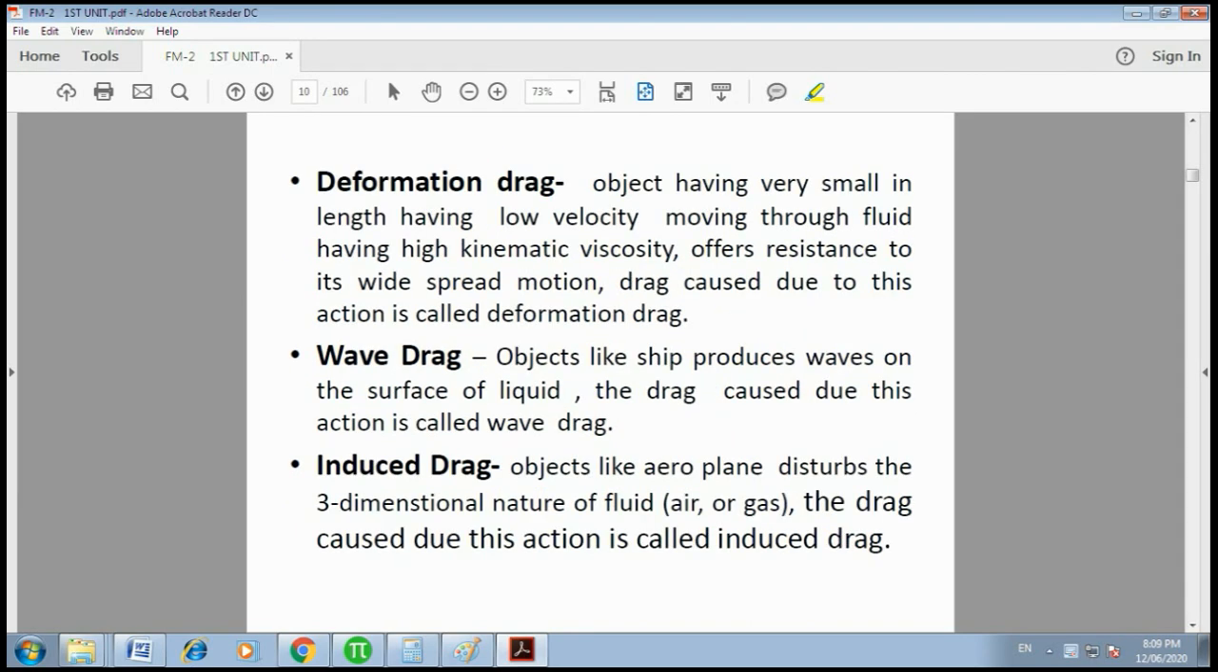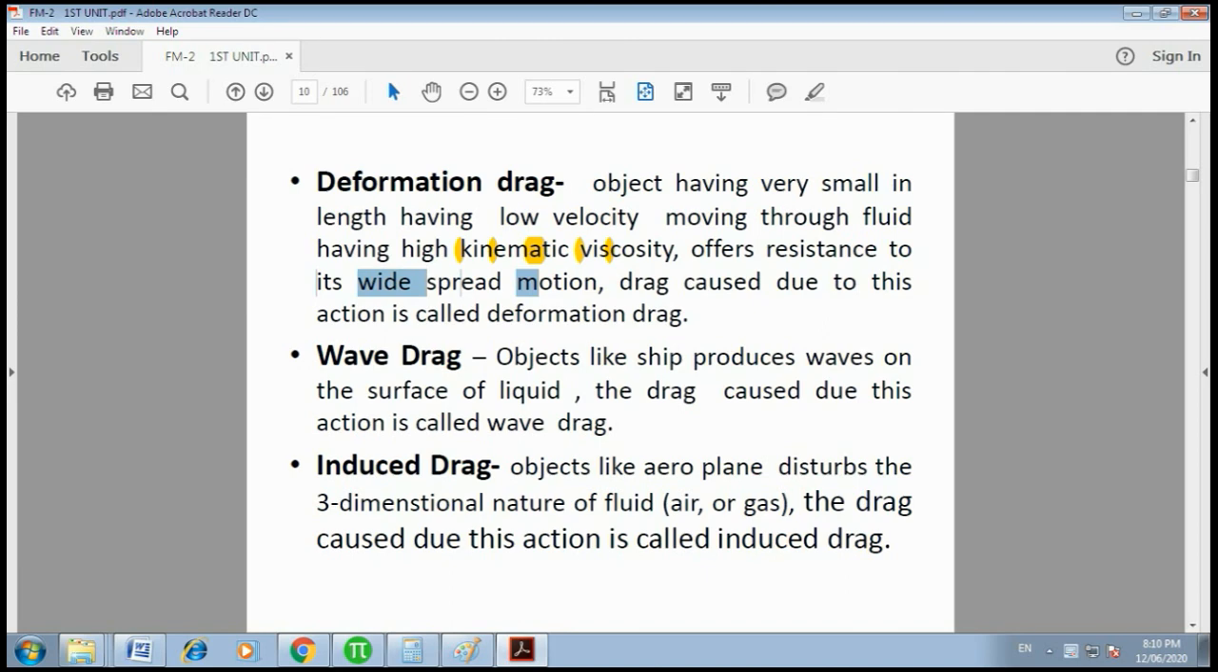Now, the next type of drag is deformation drag. Objects having very small diameter or very small length and low velocity, which are moving through a fluid having high kinematic viscosity, experience resistance to their motion, and the drag induced is called deformation drag. So an object with very small diameter or length, having low velocity, moving through a fluid with high kinematic viscosity, offers resistance to its widespread motion; the drag caused by this action is called deformation drag.